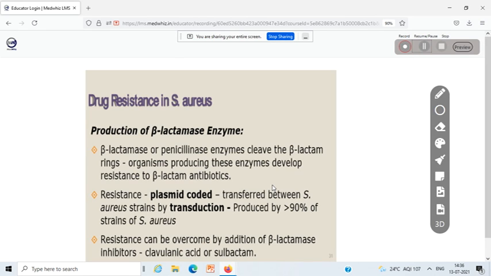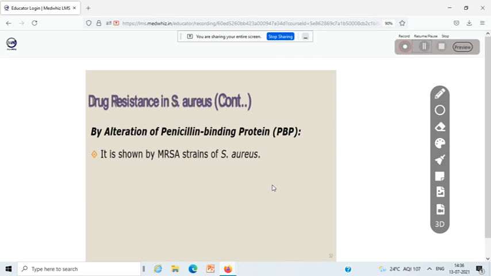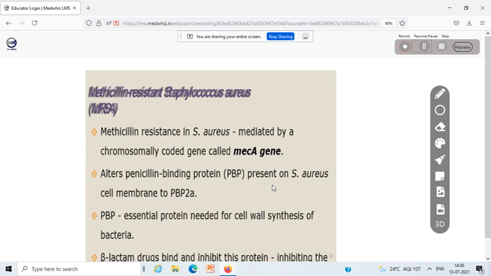Drug resistance in Staphylococcus is mainly due to three factors. One is due to production of beta lactamase enzyme. The other is alteration of penicillin binding protein, and the other one is due to a chromosomally coded gene called the mecA gene.